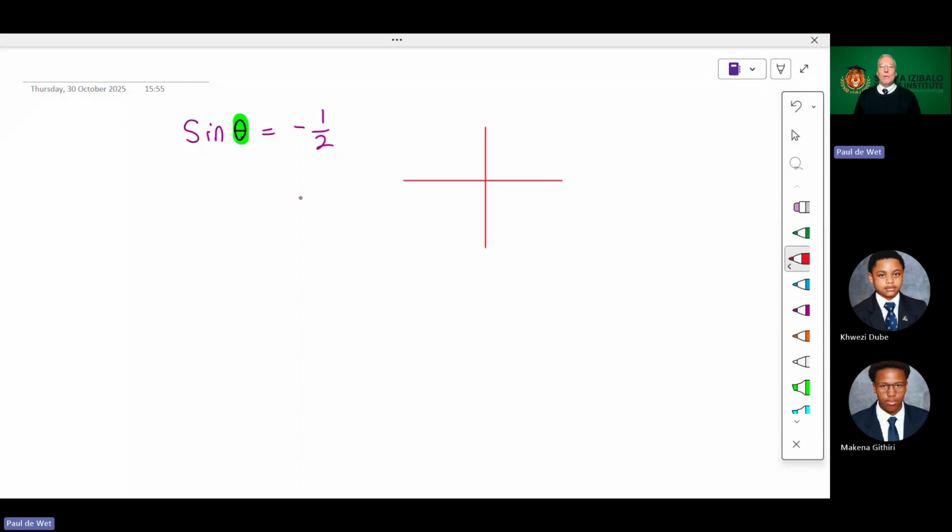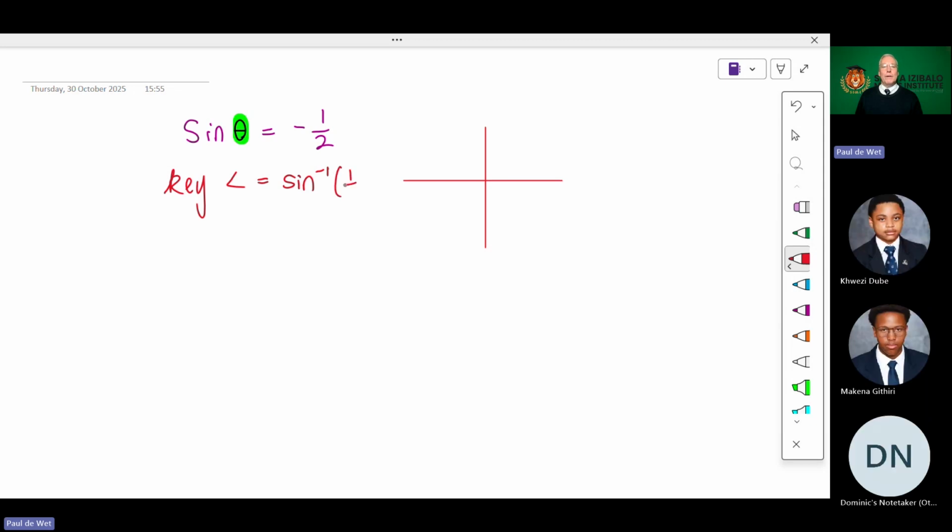So what we're going to do is find what I like to call a key angle or reference angle, whereby we undo sine of +1/2. Okay, and that gives us 30 degrees. 30 degrees is clearly not an answer to this question, because we know that we're expecting answers in the third and fourth quadrants if sine is to be negative.